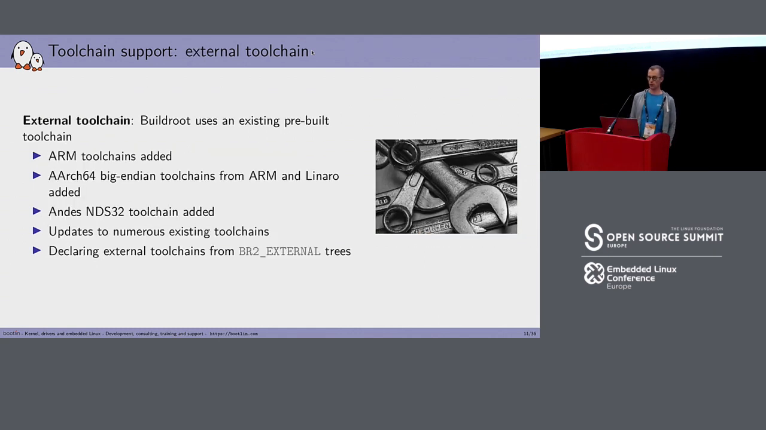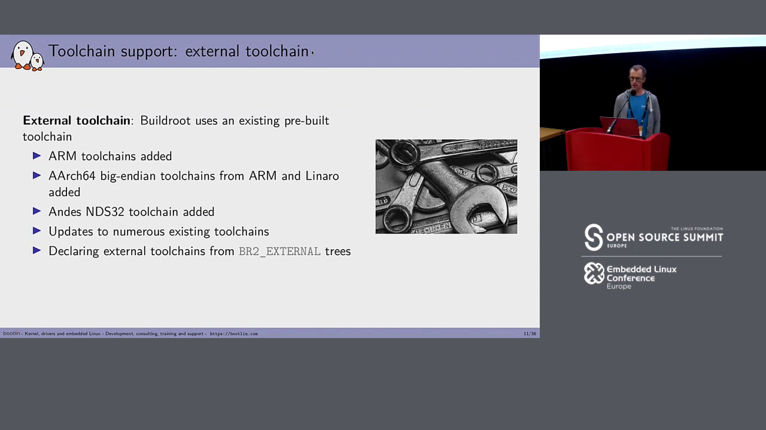The other thing that Buildroot can do with toolchain is reuse existing toolchains. You have one provided by your vendor, or simply you don't want to spend the time building a toolchain. You can use pre-built toolchains. So we've added a toolchain from ARM because they didn't exist back then. So they have toolchains for ARM32 and ARM64, both little endian and big endian, so all of that was added. Just go in menuconfig, you can use those toolchains. We've added support for ARM64 big endian toolchains from Linaro as well. The NDS32 toolchain was added as part of adding these new CPU architectures. And generally, there have been updates to the existing external toolchains from the various vendors that we support.